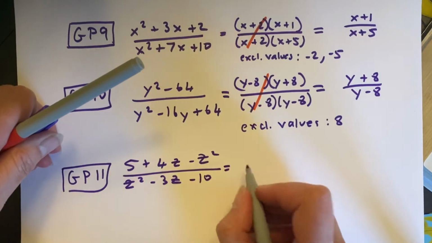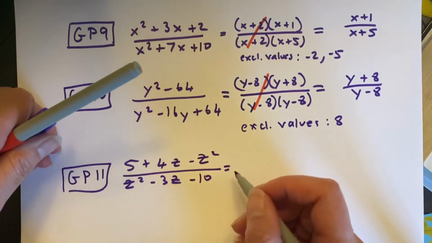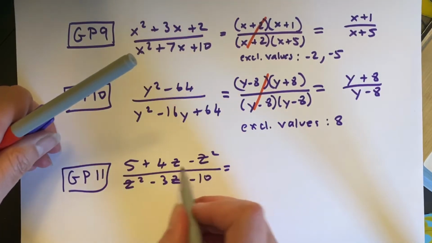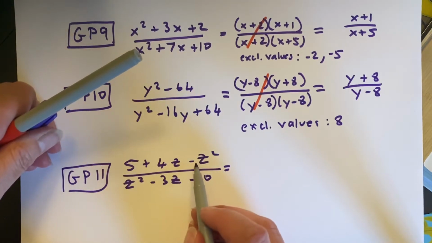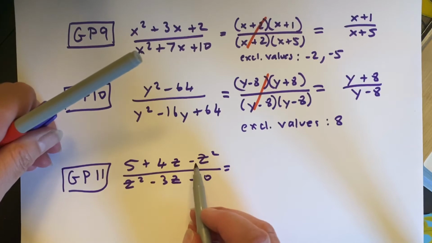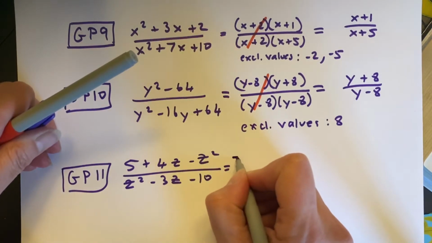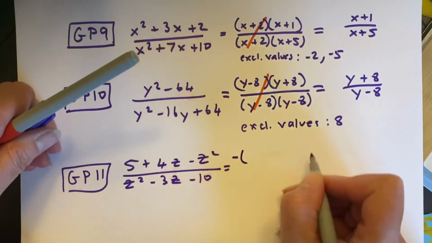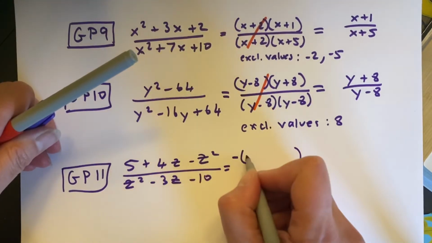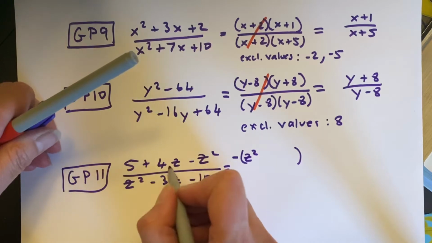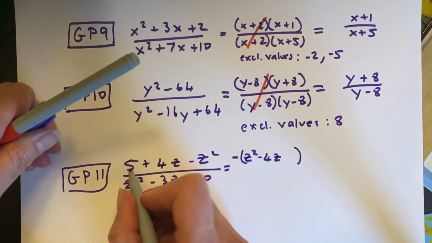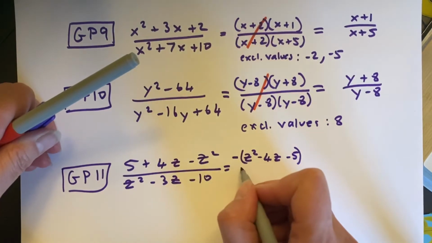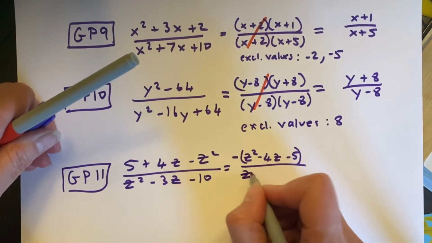Now the bottom is fine to factor, but the top we have to kind of get in some shape to factor because 1, it's not a descending degree, and 2, you have a negative z squared. So I'm going to do two things. I'm going to factor out a negative 1, and I'm going to reverse the order. When I factor out a negative 1, negative z squared is going to become positive. The positive 4z is going to become negative, and the positive 5 is going to become negative. I'm going to leave the bottom as is.